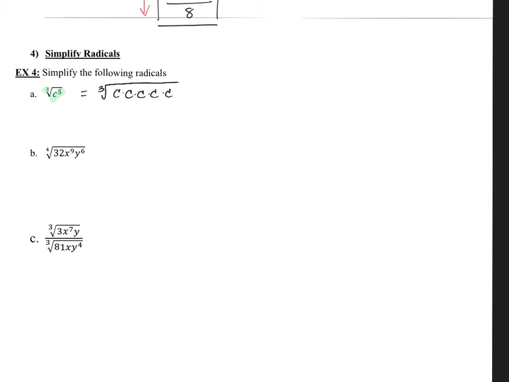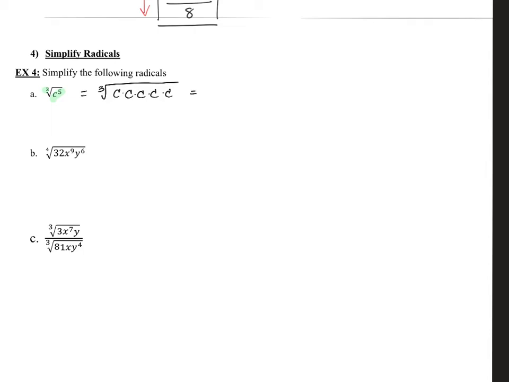Now, I can split up radicals. This is a rule that I have. If I have the cube root of a times b, I can rewrite that as the cube root of a times the cube root of b. So I'm going to go ahead and use that rule here.